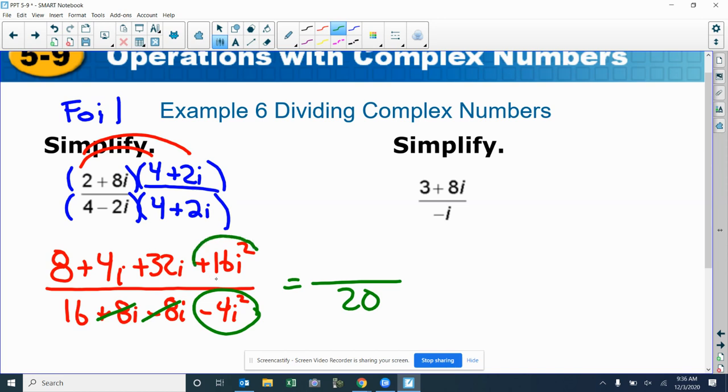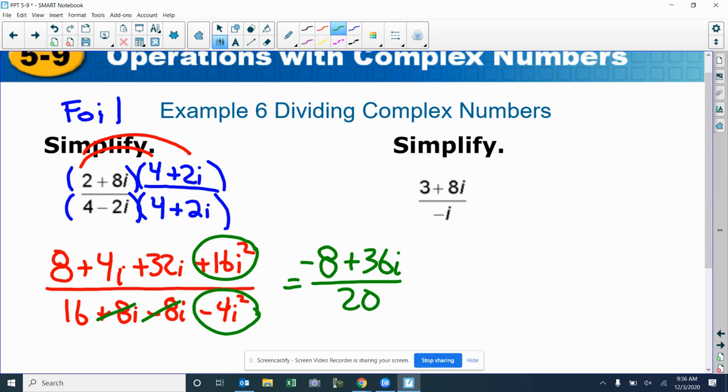What does this become right here? It becomes -16, doesn't it? So we're going to end up with -16 and 8, so that's going to give me -8. Remember, we put the real part first. My imaginary part are 4 and 32, which would be plus 36i.